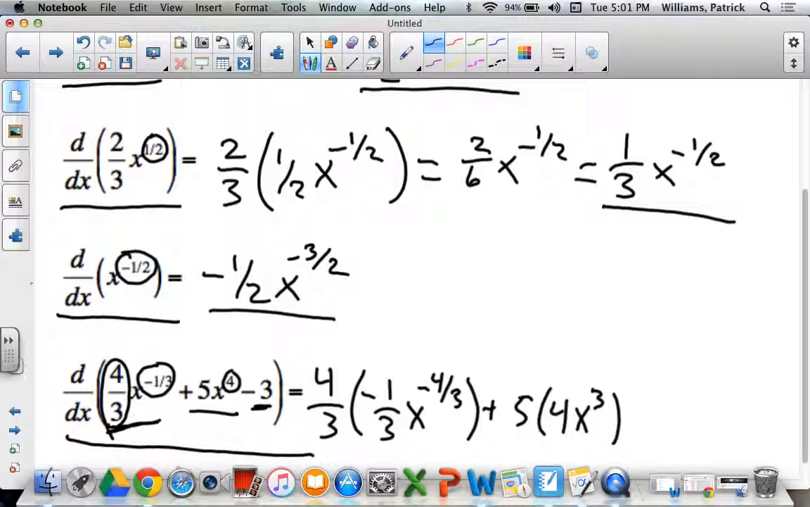The derivative of a constant is 0, okay? So if we simplified this whole thing, we would just be left with -4/9 x to the -4/3, and then plus 20x cubed. And there we go, that's it, okay? So that is the power rule.